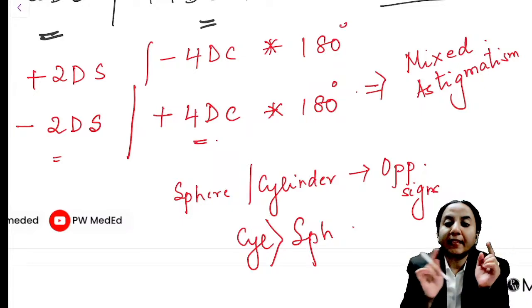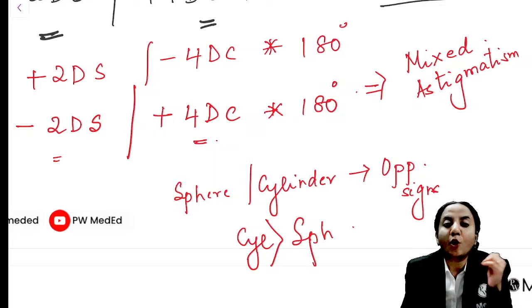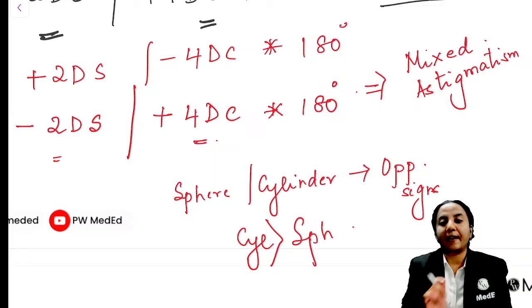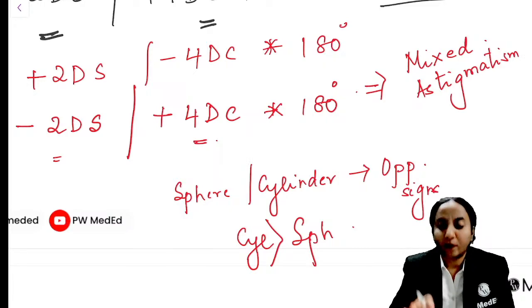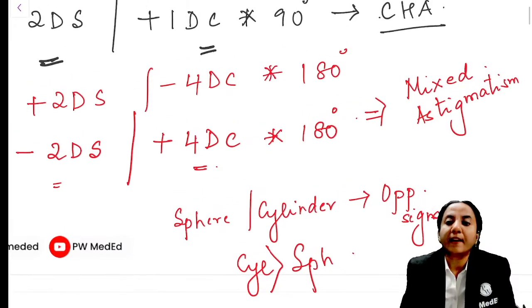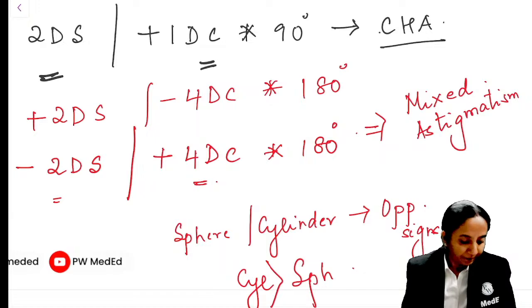Right? So see, in this mixed astigmatism, a minus sphere is with a plus cylinder, or a plus sphere is with a minus cylinder, and the absolute value of the cylinder is greater than your sphere. The absolute value of the cylinder is greater than the sphere. Okay, so this is the prescription of mixed astigmatism.